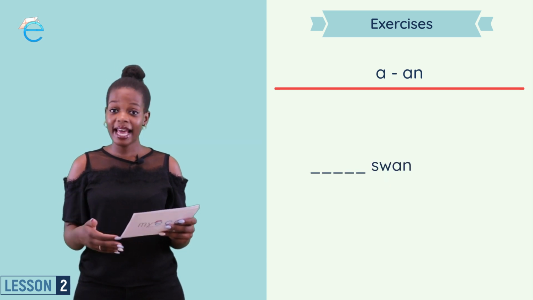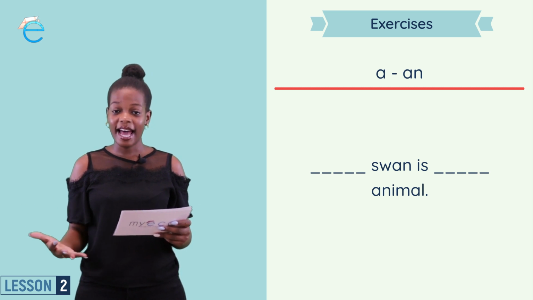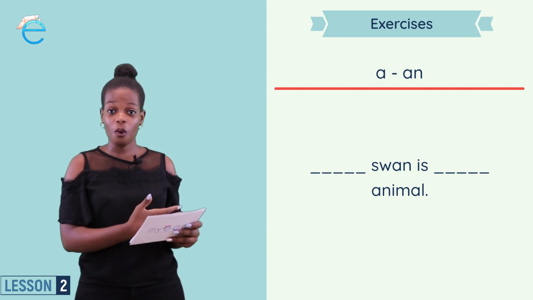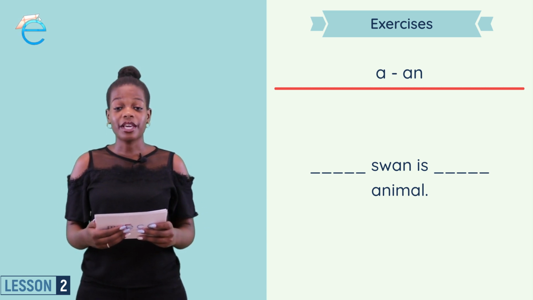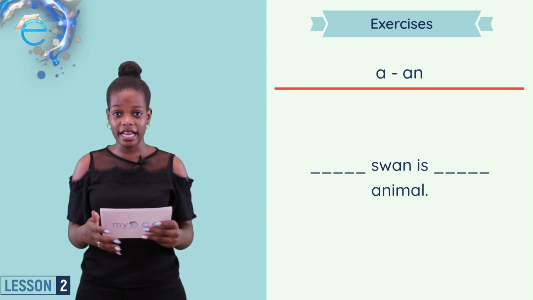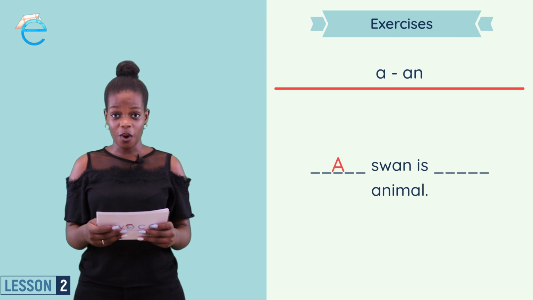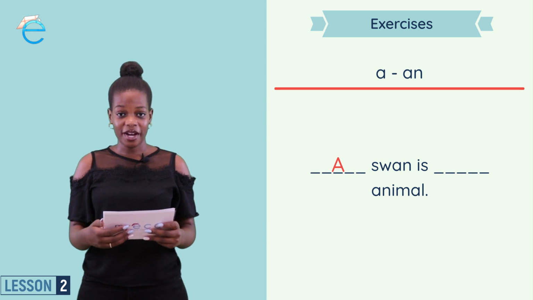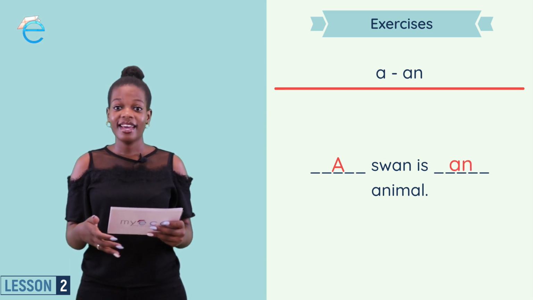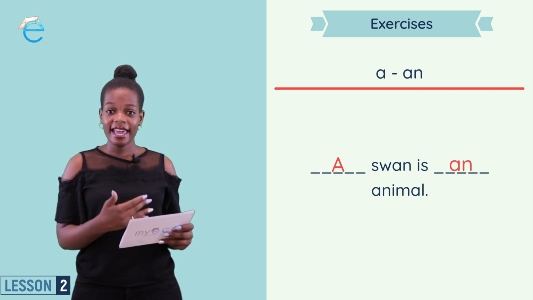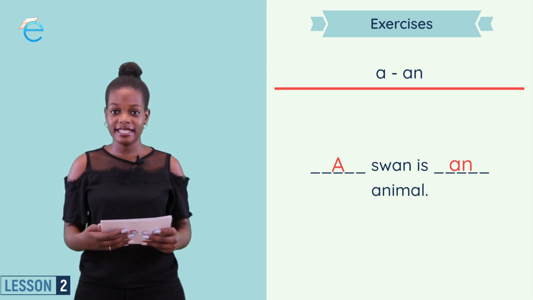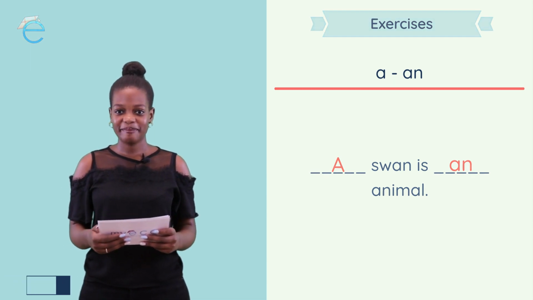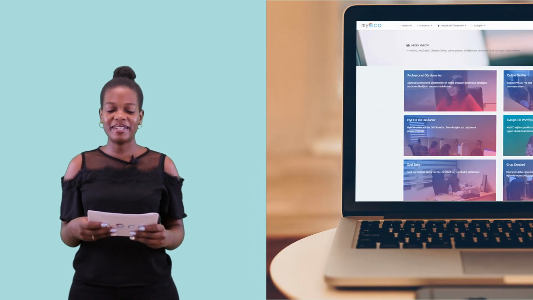Last one, blank swan is blank animal. So we know here, our first noun is swan. Swan starts with a consonant and it doesn't have any vowel sound. So a swan. Animal starts with a vowel. A swan is an animal. In the last sentence we see a and an can be in the same sentence. The important thing is my noun. A swan, an animal. Our second lesson is now complete.